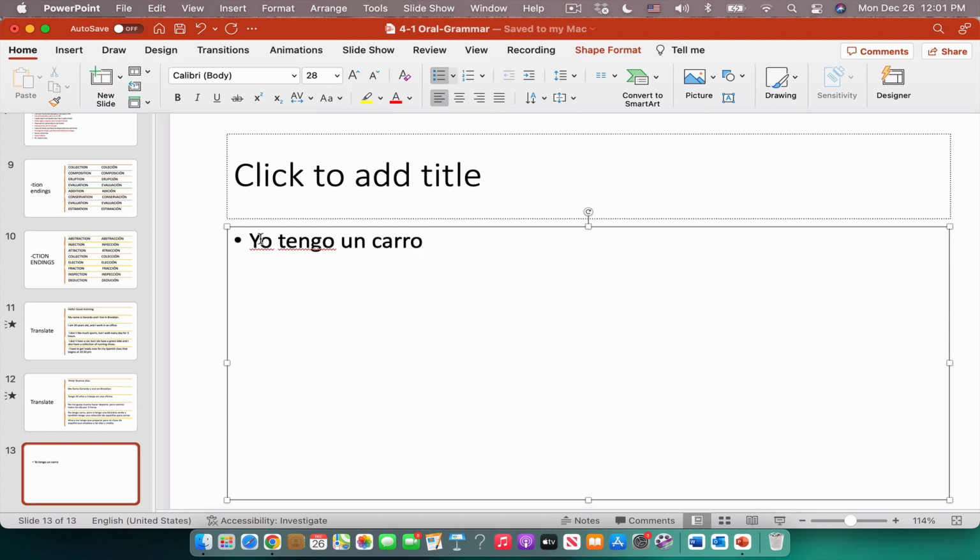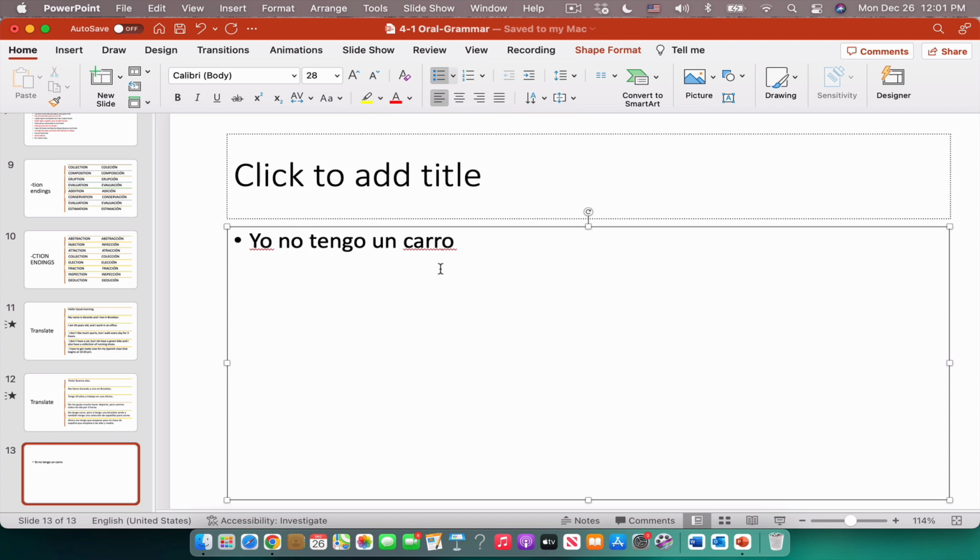But what happens if I want to say I don't have a car? Well, when you want to say that in Spanish, the main rule is we just place no in front of the verb. You see, I have a car, yo tengo un carro, but if I say yo no tengo un carro, I'm saying I don't have a car. Okay? So I have a car, yo tengo un carro, I don't have a car, yo no tengo un carro.